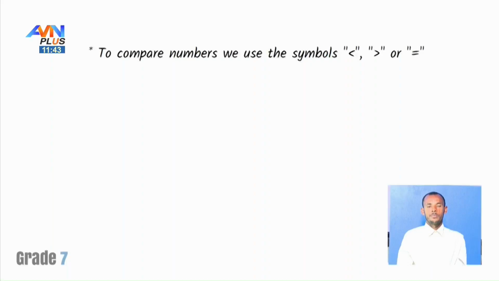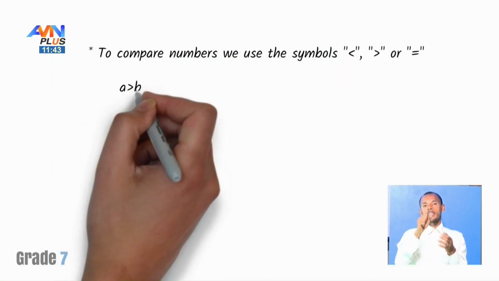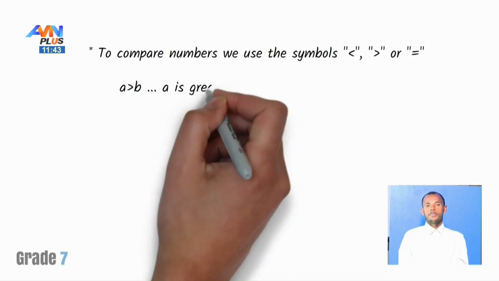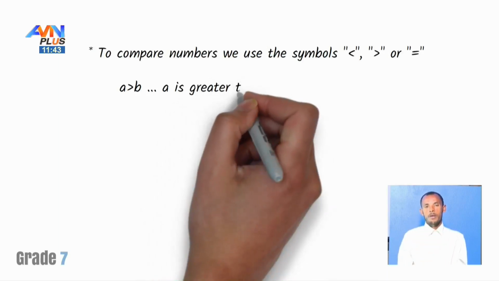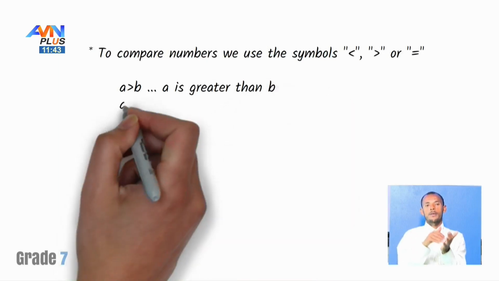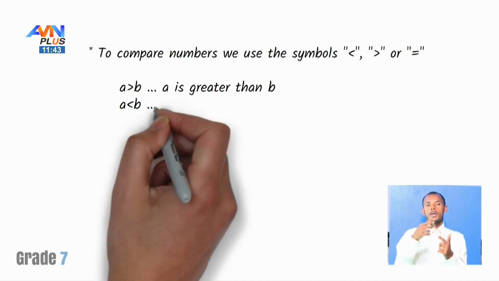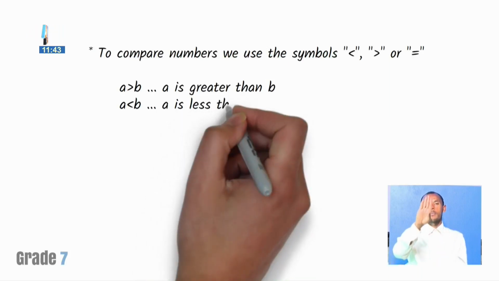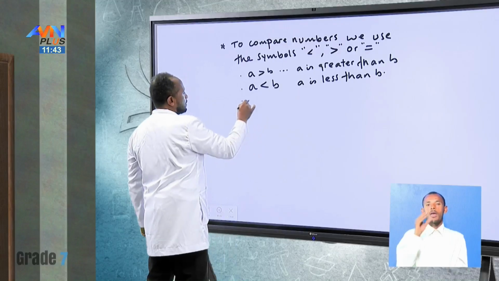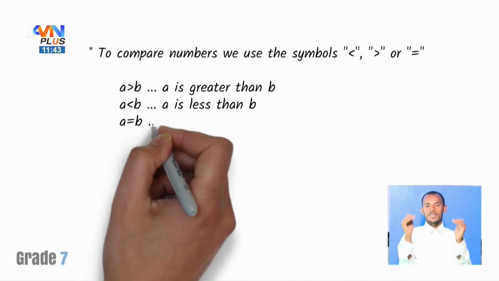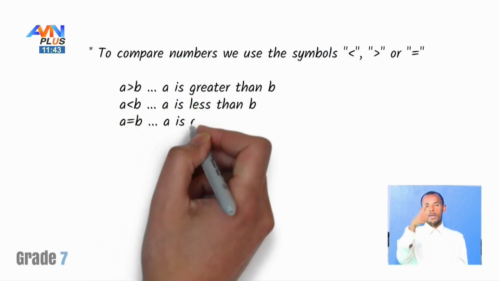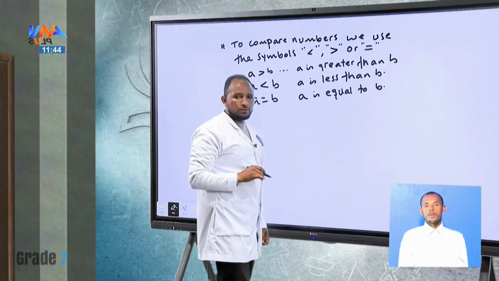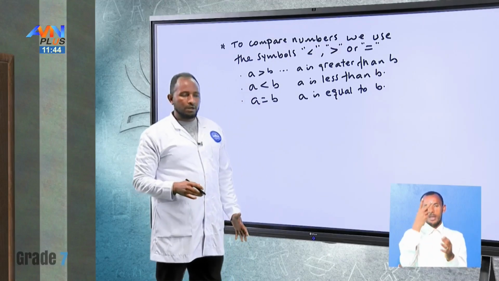So this can be read as A is greater than B. Again, this one is read as A is less than B. And this is read as A and B are equal, or A is equal to B. Now, let's see examples for this concept.